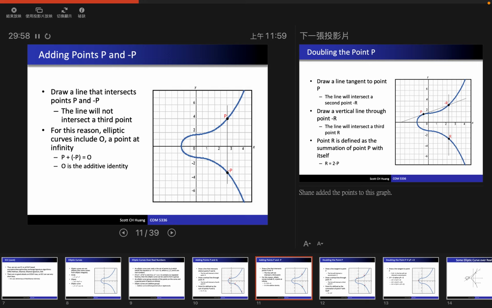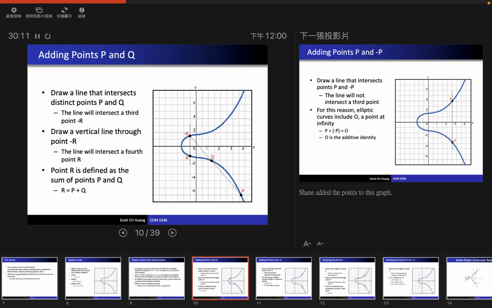Commutativity. In other words, P plus Q and Q plus P are the same. The reason is, no matter whether it's P operation Q or Q operation P, you are just drawing a line passing P and Q. So it makes no difference. The result is the same, so they're the same. So it's commutative. That's the reason why this is actually an abelian group.